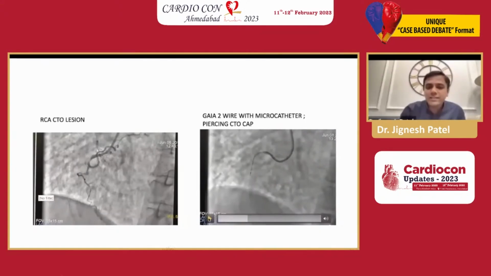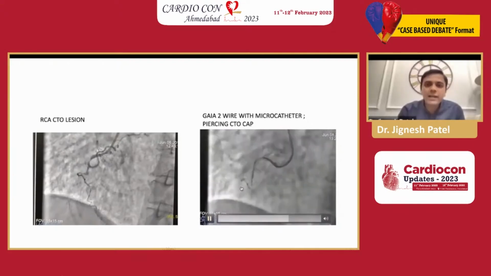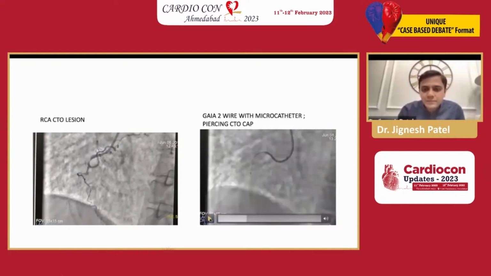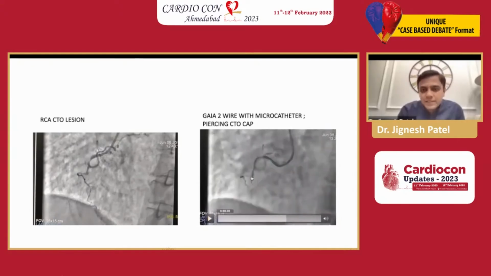Initially we took a Fielder XT wire. We were not able to negotiate the CTO lesion with the Fielder XT wire. So I changed it to the Gaia 2 wire with the help of a microcatheter. Here we can see that there is a black dot, that is the microcatheter, through which we passed the Gaia 2 wire, and we were able to pierce the cap of the CTO segment. Here we can see the RV branch coming, and the CTO was beginning right at the origin of the RV branch. So with the help of the microcatheter and a stiff wire like Gaia 2, I was able to pierce the cap of this CTO segment.